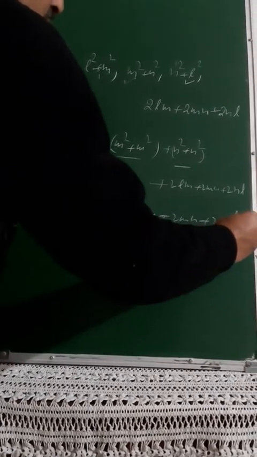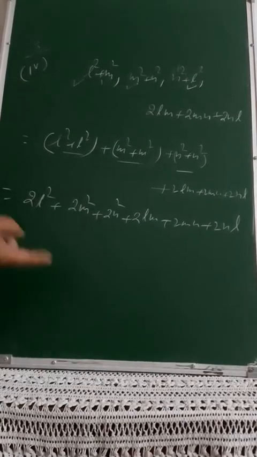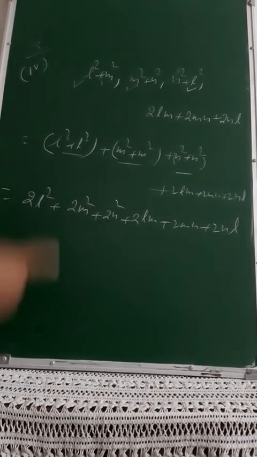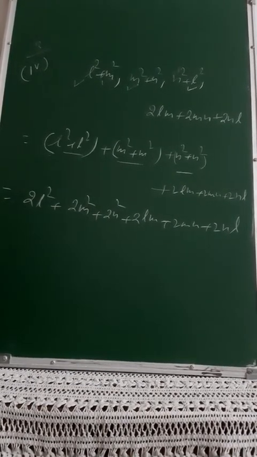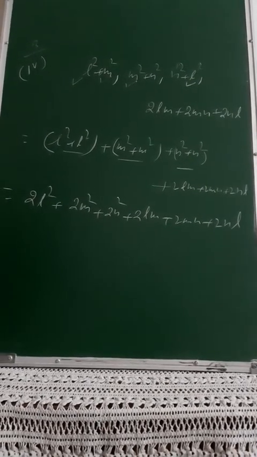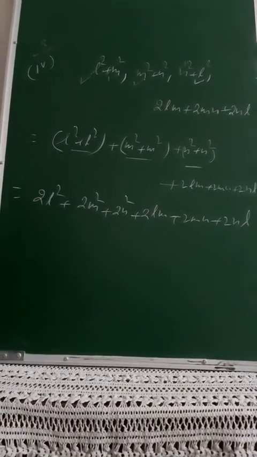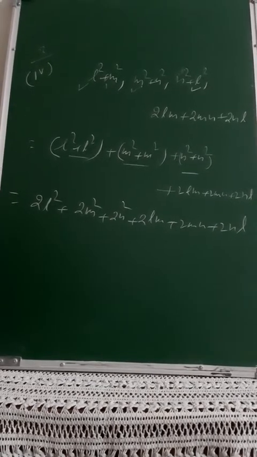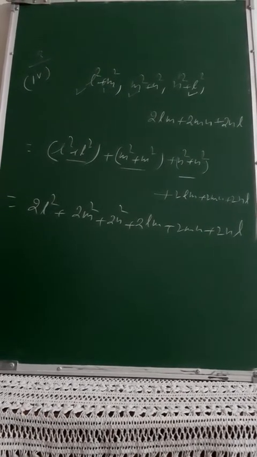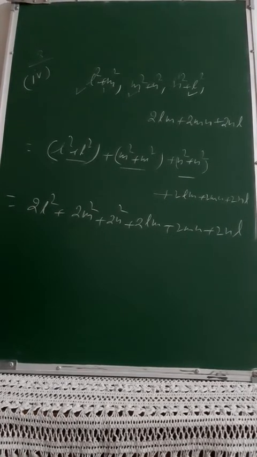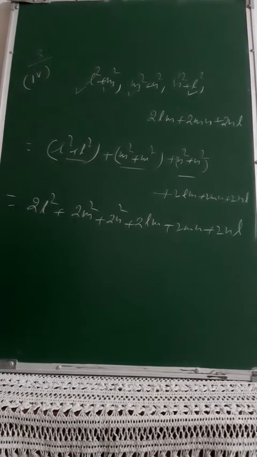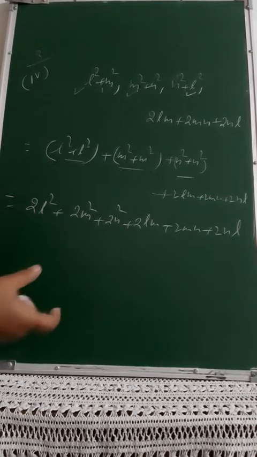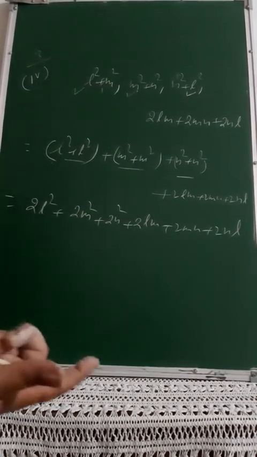plus 2NL. If you want to take 2 common, you can write 2 only once, and the remaining M square plus N square plus L square plus LM plus MN plus NL you can write inside the bracket also. So you have to make it very clear what I need to do while adding algebraic expressions: I need to sort out the like terms and arrange them systematically, and if you want to go for the column method also, you are most welcome.